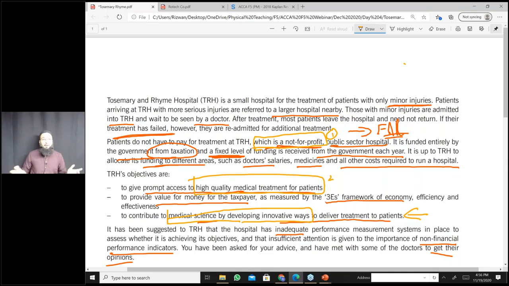So for that, what? Innovative ways. Again, non-financial. Number of new products you have launched, non-financial, right? So this is again non-financial. I'm giving you the reason.